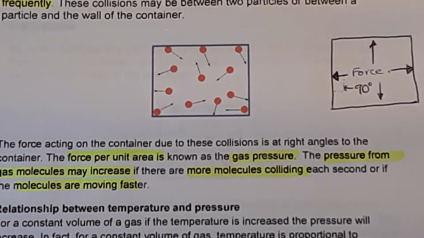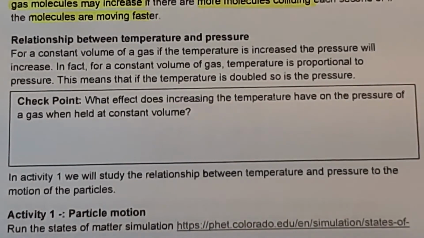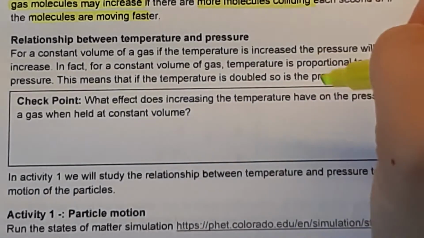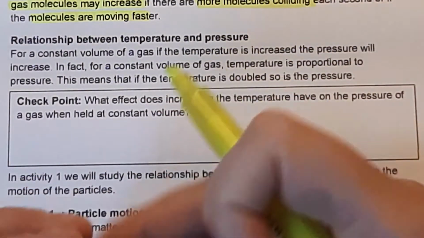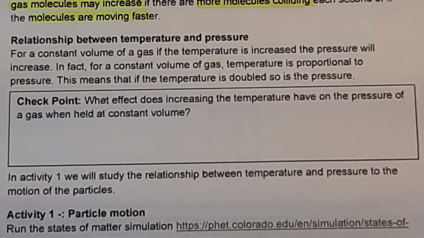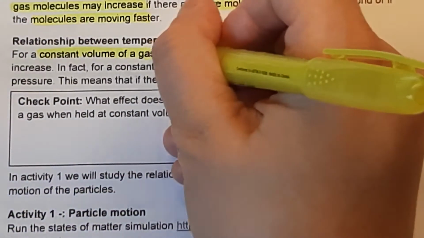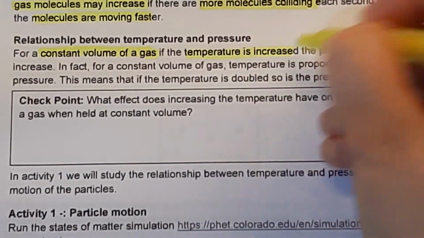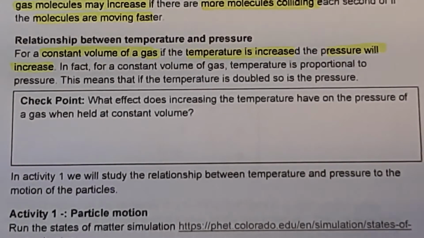So let's talk about the relationship between temperature and pressure now. For a constant volume of gas, so the same amount of gas, if the temperature is increased, the pressure will increase. Okay, so we're talking about the same volume, that's the same cubic meters. So you could talk about a container of a fixed size, and we talk about a constant volume of gas. If the temperature is increased, then the pressure will increase. So in fact, for a constant volume of gas, temperature is proportional to pressure.